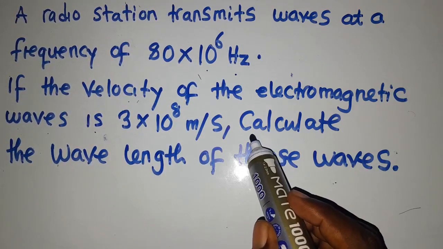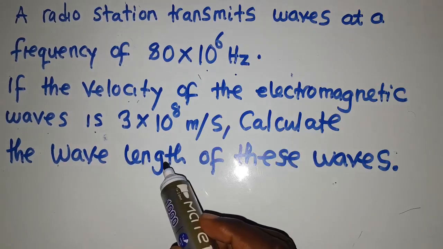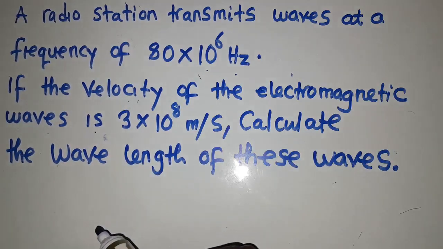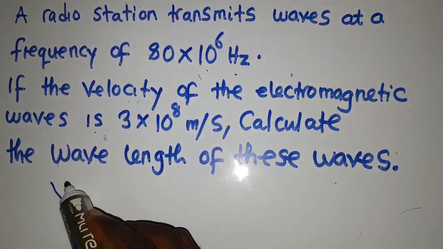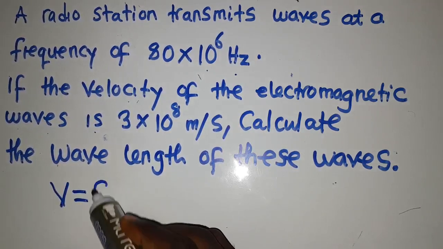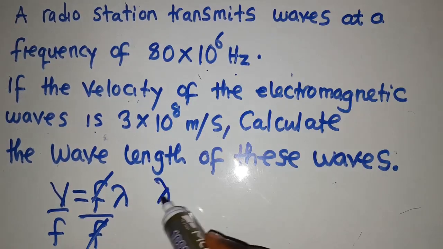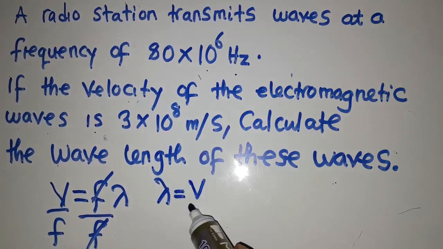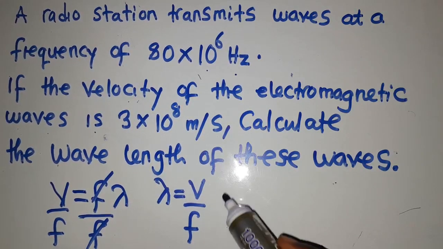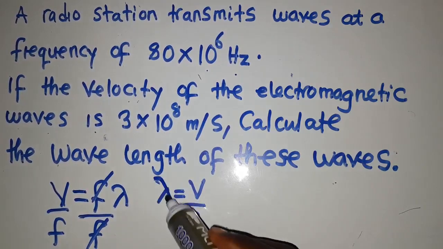So here you are told to calculate the wavelength. There is one formula that we use under waves, which is velocity is equal to frequency times wavelength. If you divide both sides by frequency, this cancels, and you are going to have wavelength is equal to velocity over frequency. This is the formula that we are going to use to answer the wavelength.